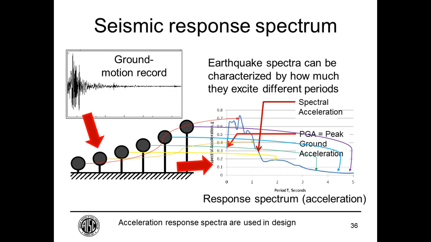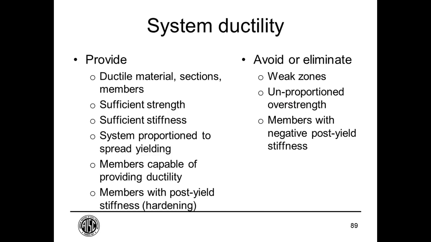Okay, I think we have time for a couple more questions here. I'm going to go to slide 89. When it comes to system ductility, you show on the left-hand column you need to provide a system proportion to spread yielding. Is it possible to provide an example of when you would have an unproportioned system that may not perform well?